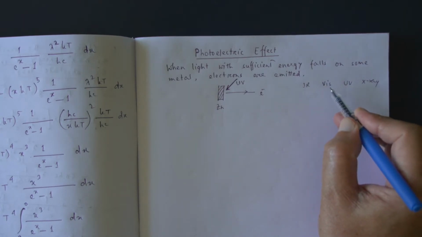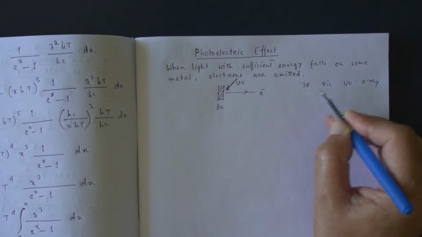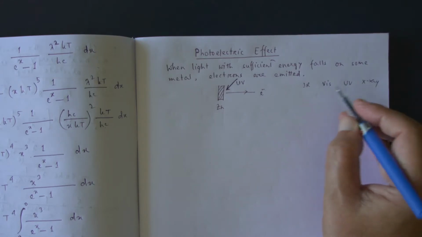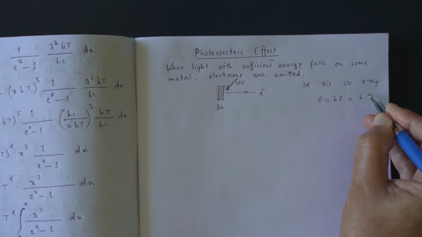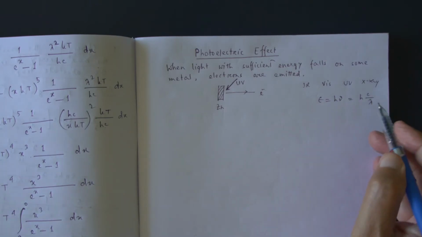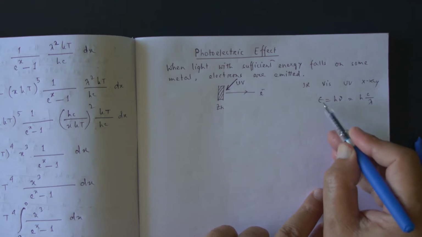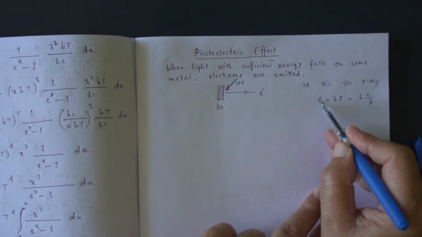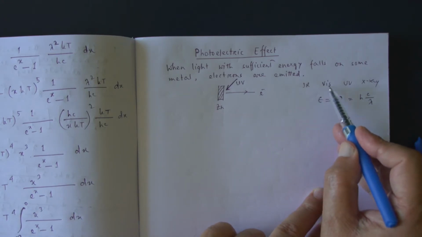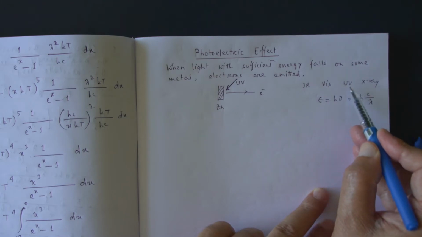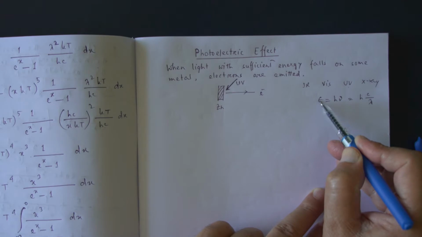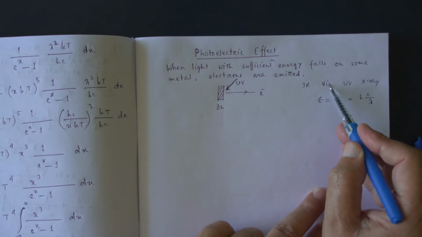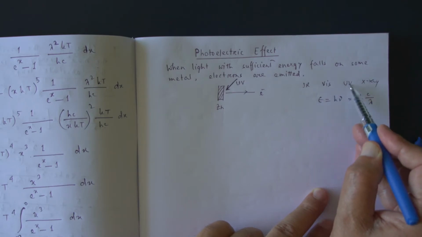IR, visible: wavelength decreases, and wavelength decreases means energy increases. Okay, so you see visible, UV, less wavelength means more energy. Visible light has less energy than UV.